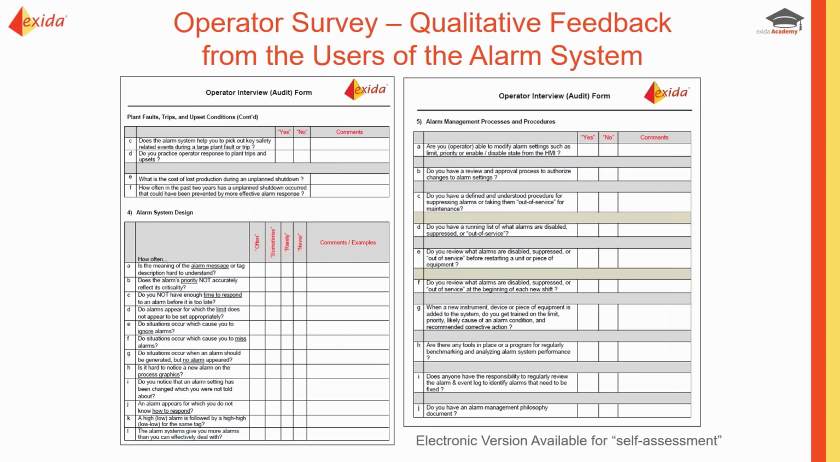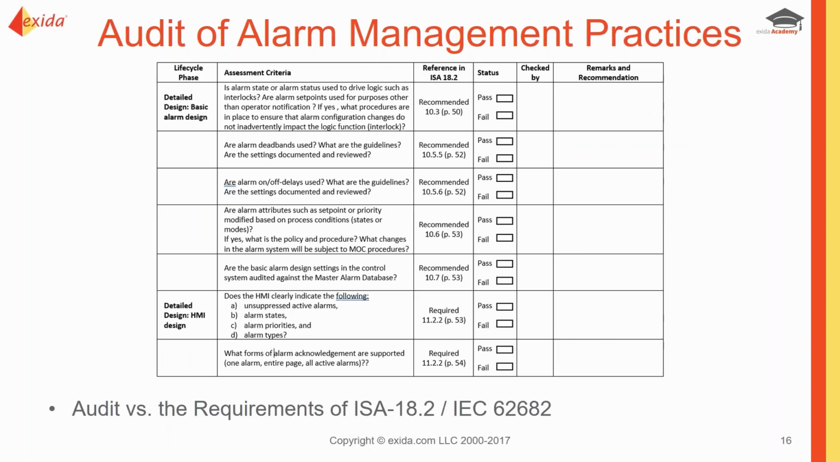So just a little bit about the auditing portion. Here's an example of the operator questionnaire. This comes from EEMUA 191. We've adapted it into an exida format and can do it electronically, but this is a way to gather information on how well the system is working from the operator's point of view. We can also assess the work practices that are being followed by comparing what's happening against the true requirements of the standards, looking at each of those requirements and seeing how they are being implemented or addressed.